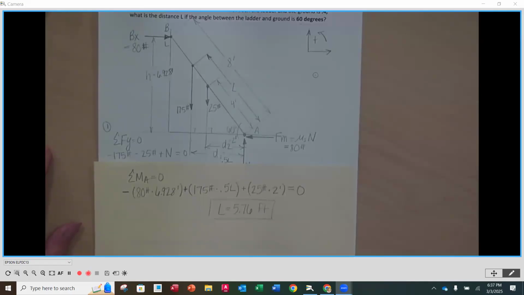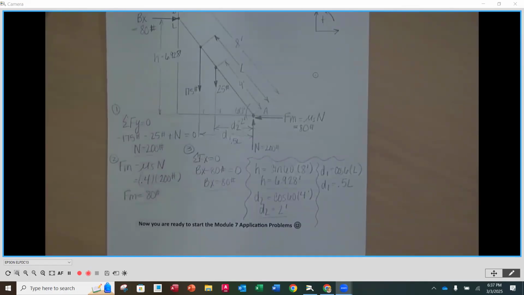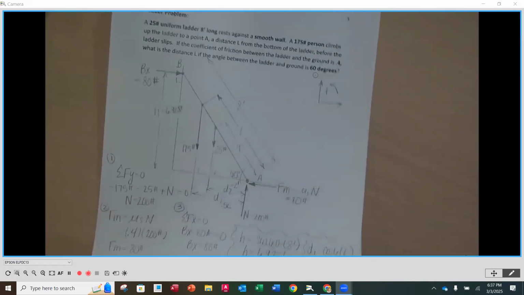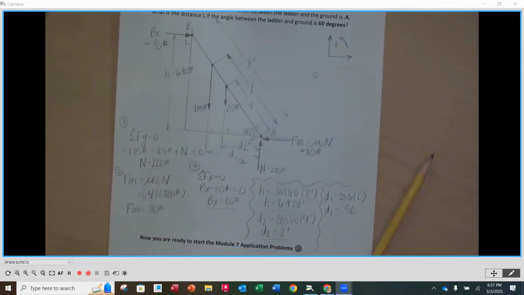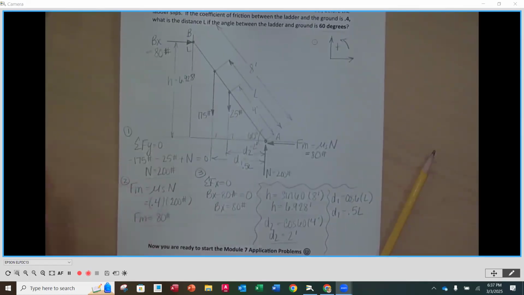All right. With that, if we get to the bottom of the page here, it says now you're ready to start the Module 7 application problems relating to friction. So what I'm going to do is stop the recording here, and then we'll look at your application problems so you can get an idea of what you've got ahead.